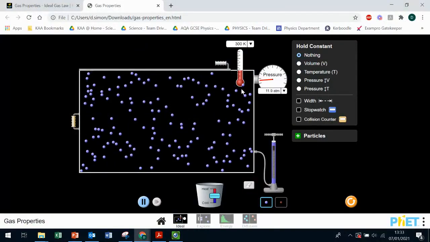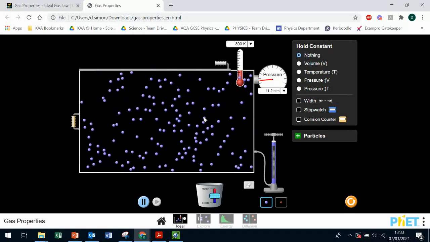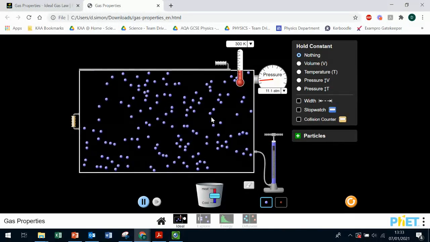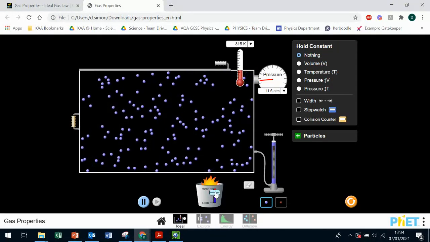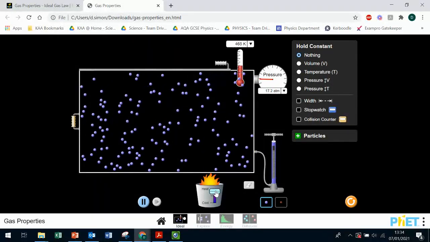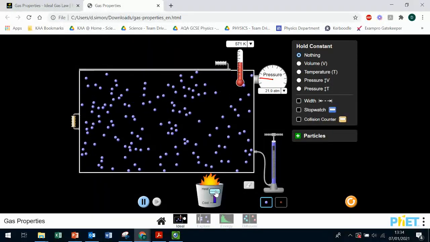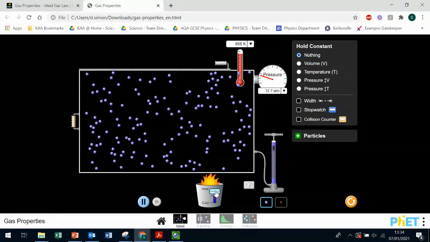So this simulation is incredibly useful. We can do a lot with this, which is why I say it's worth having up 10, 15 minutes. We can, for example, increase the temperature, and then we will see what happens to the pressure. So if you look at the dial on the screen, you'll see the pressure going up, and over a period of time, we will start to see the molecules increase in speed.